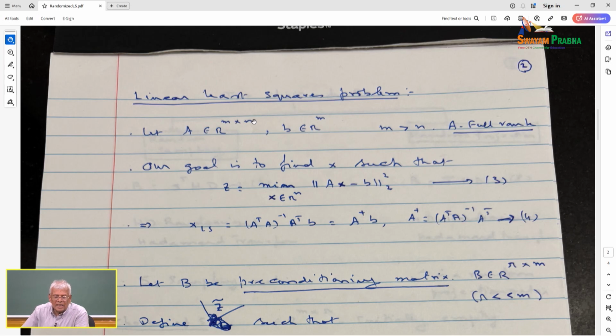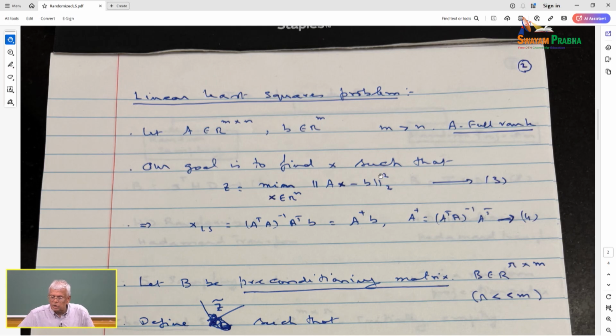A is m by n. I used to say H is m by n. I used to say z is in R^m. Now, in the case m is greater than n, and I am assuming A is full rank, I want to be able to solve Ax = b. When m is greater than n and A is full rank, we already know how to solve it: the Moore-Penrose inverse.